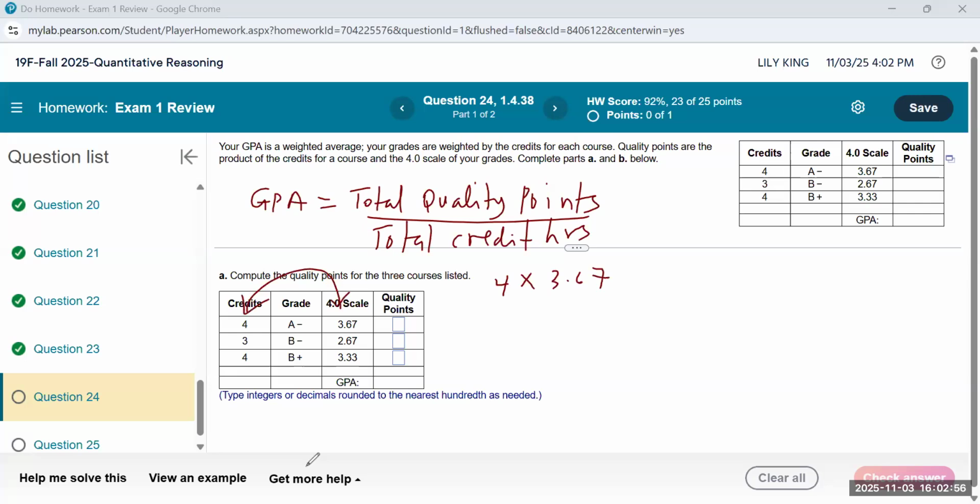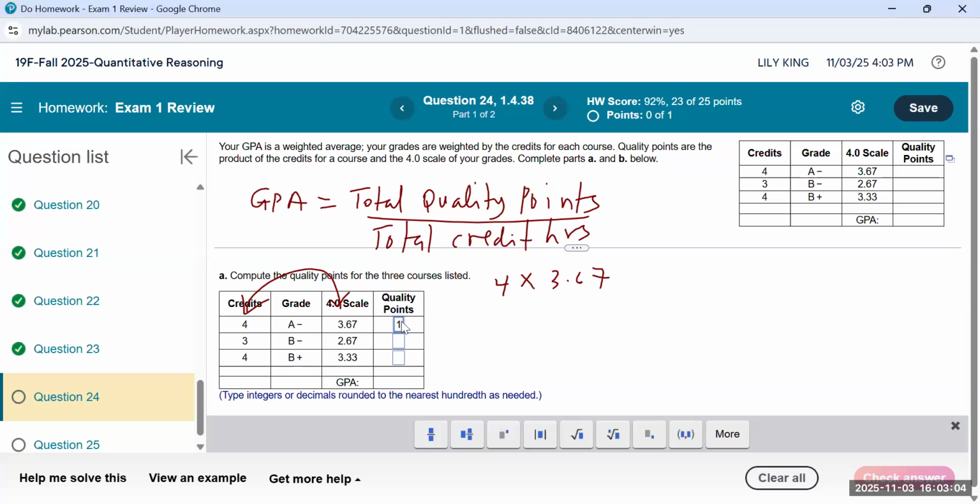So 4 times 3.67 is 14.68. 3 times 2.67 is 8.01. 4 times 3.33 is 13.32.